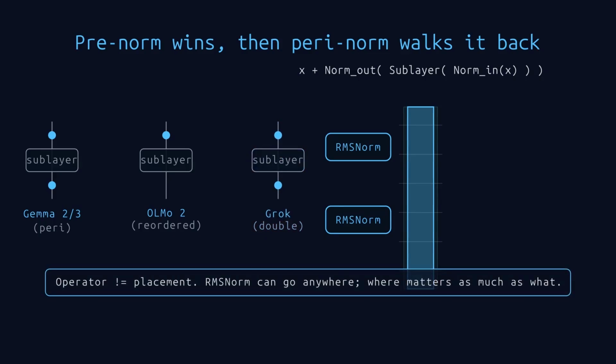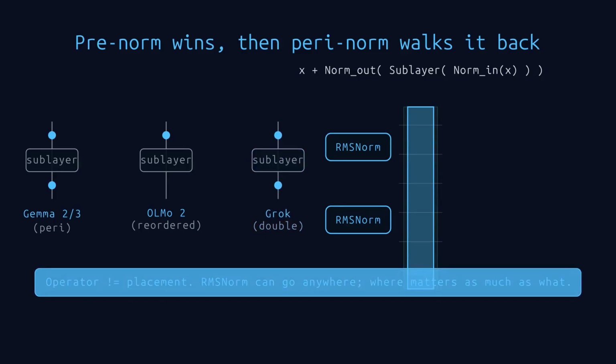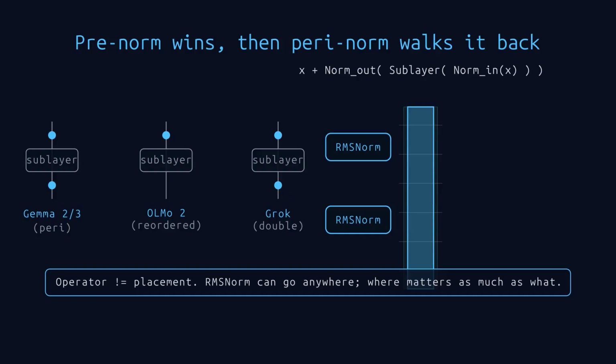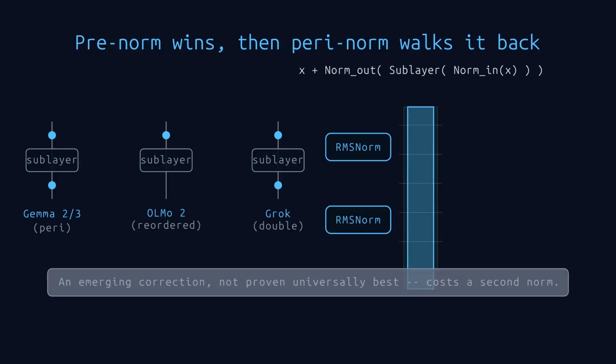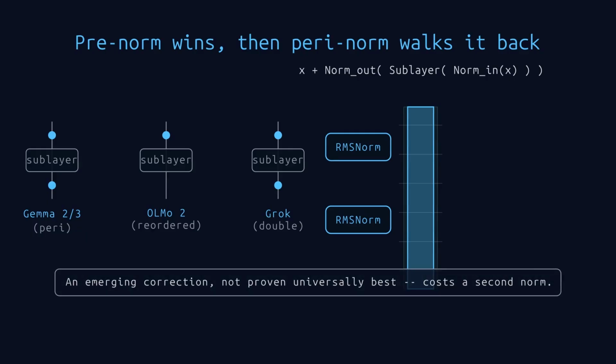And notice the through line. The thing we're moving is still just a norm. The operator and the placement are independent choices. You can put RMSNorm anywhere, and where you put it matters as much as what it is. Peri-Norm isn't proven universally best. It costs you a second norm, but it's the correction the field is converging toward.